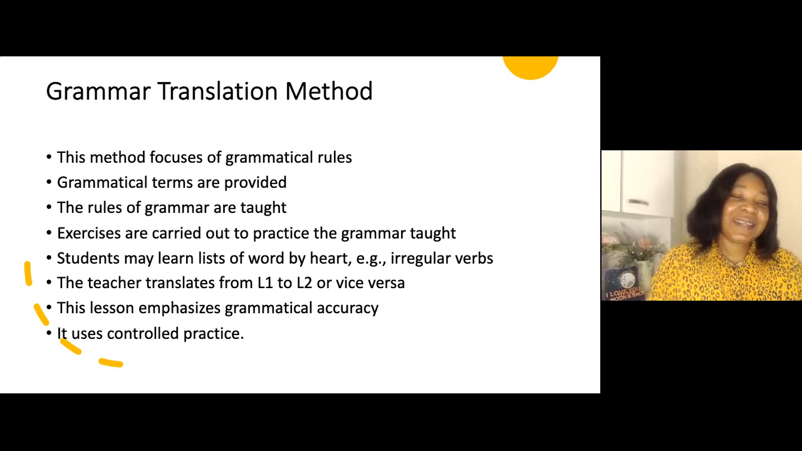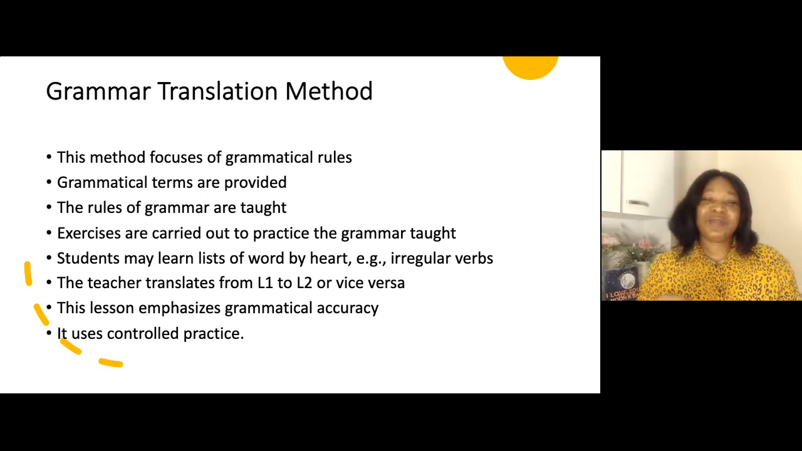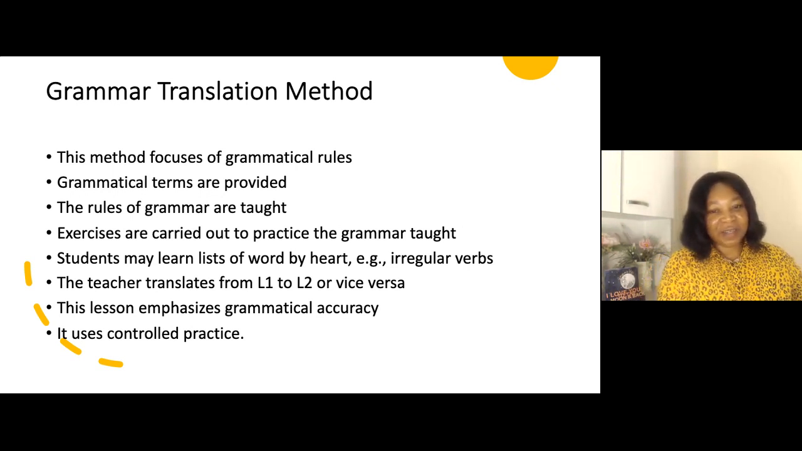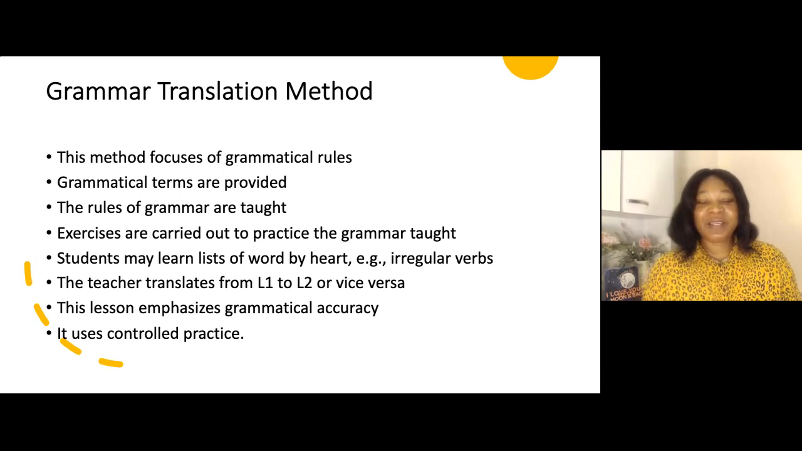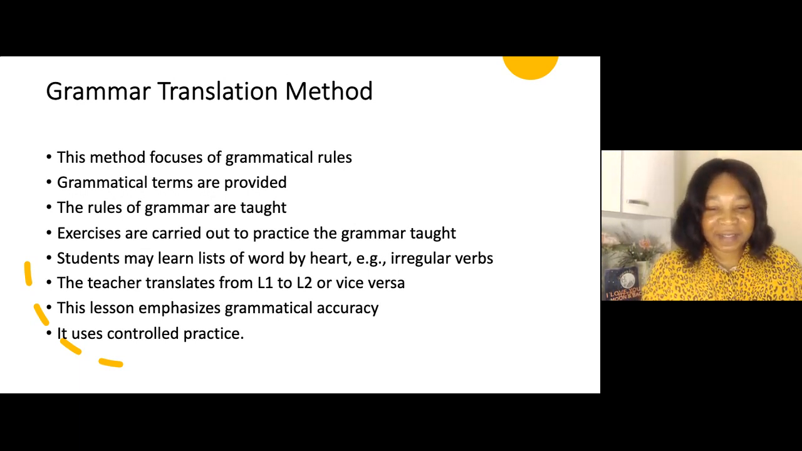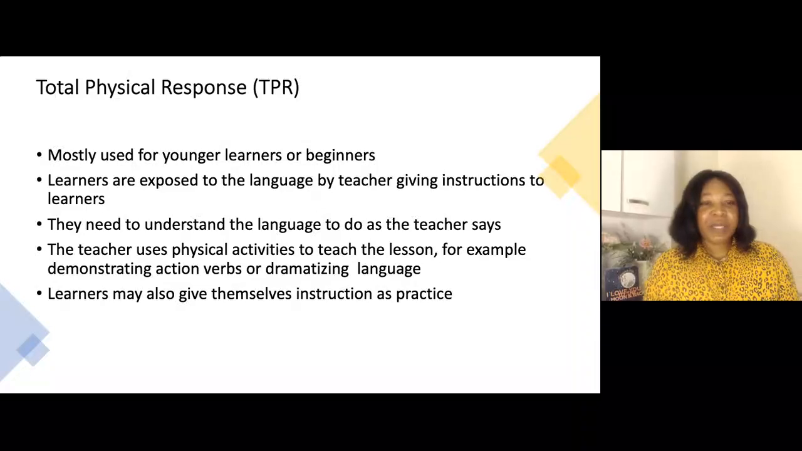Okay, so this kind of lesson emphasizes grammatical accuracy. It uses controlled practice and it focuses on grammar. It's a direct translation from the mother tongue to the target language. And with this method, if we have false friends also, it could be confusing for learners. False friends is a word in your native language that seems close to a word in English. So you think the two words have the same meaning, but they don't actually.